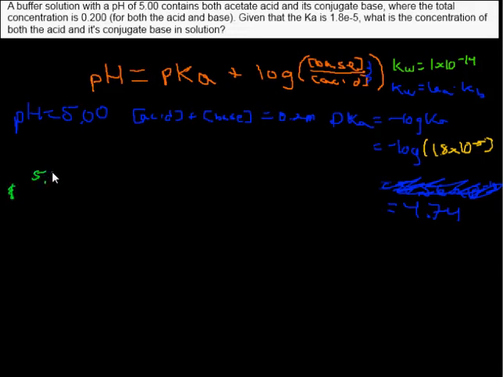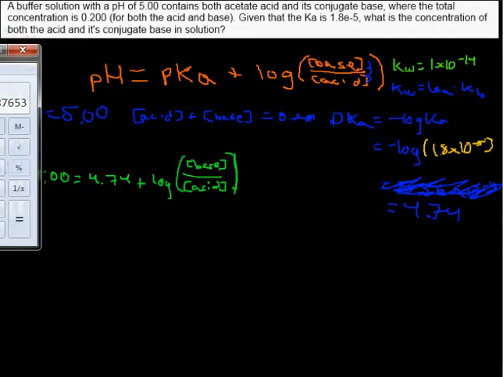So 5.00 is equal to 4.74 plus the log of the acid. I really hate writing the, no, not the acid, of the base divided by the concentration of the acid. Okay, and that's supposed to be a parenthesis. Okay, subtract from both sides. We get, what is it?